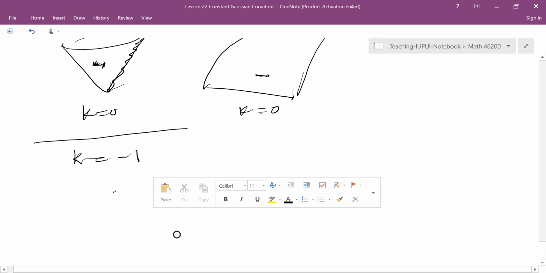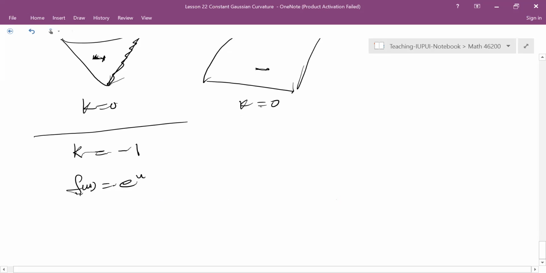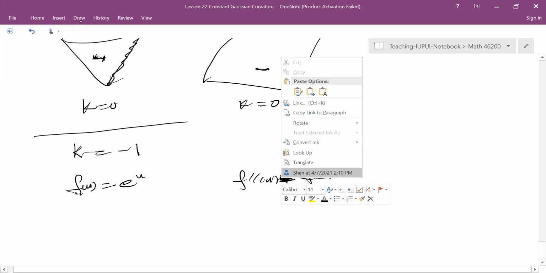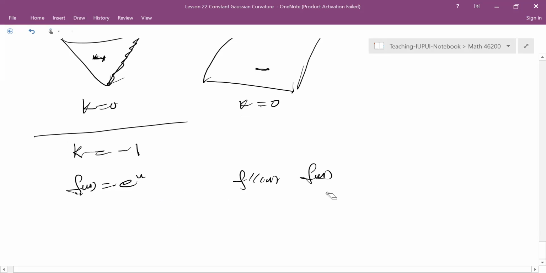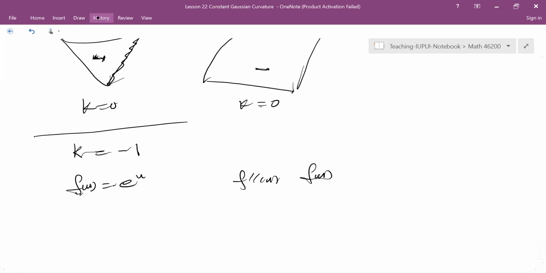So I'm going to only consider a special solution: f of u equals e to the u. The general solution will be that e to the negative u also is a solution. So clearly f double prime u minus f, minus because k is -1, satisfies this equation.